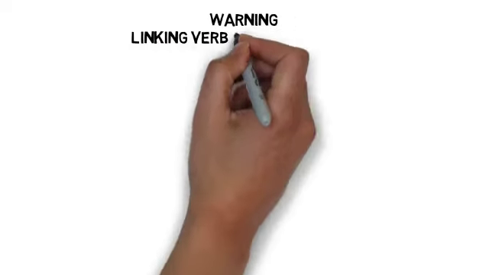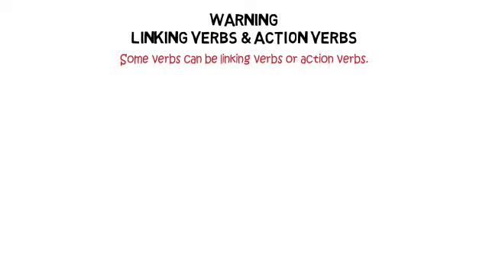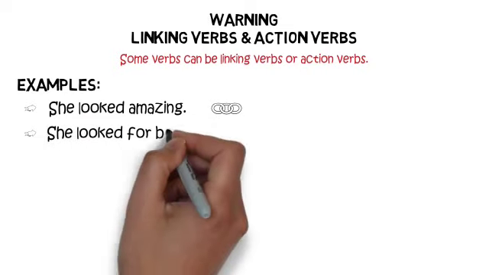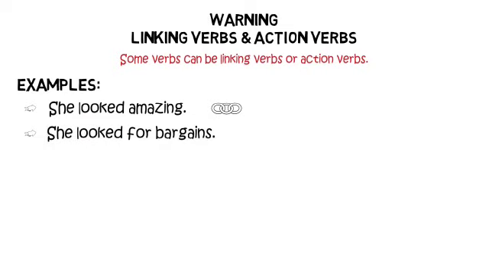So here's a warning. Some linking verbs can also be action verbs. Let's go back to that example. She looked amazing. Now that's correct. In this example, looked is a linking verb. She looked for bargains. Now, in this example, it's not a linking verb.